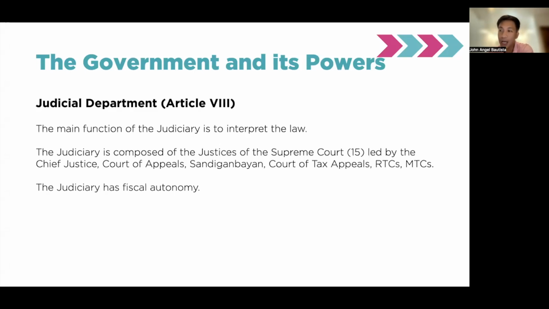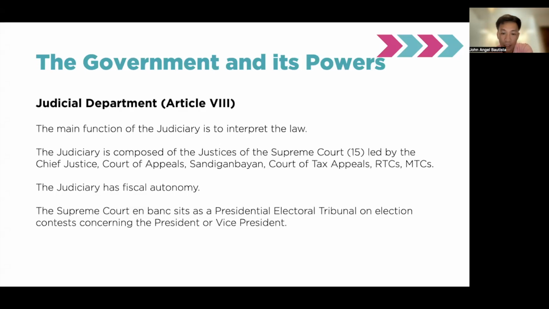Ibig sabihin, the judiciary has its rule-making powers. The judiciary has its financial autonomy. Meron siyang, for example, yung budget ng judiciary is just given to them, parang directly binibigay na sa kanila automatically. The Supreme Court en banc sits as presidential electoral tribunal on election contests concerning the president or vice president.